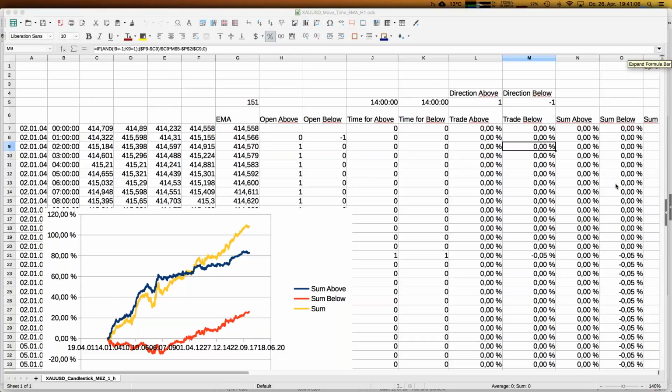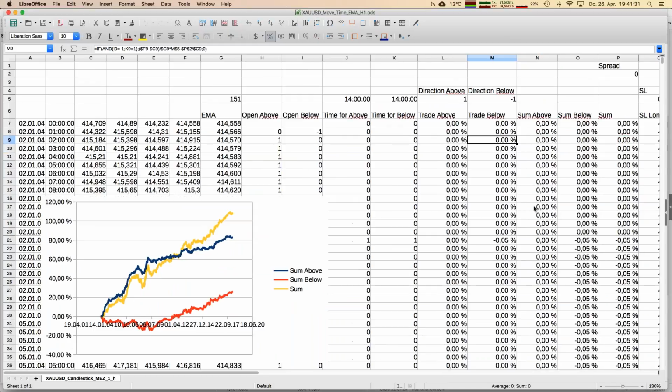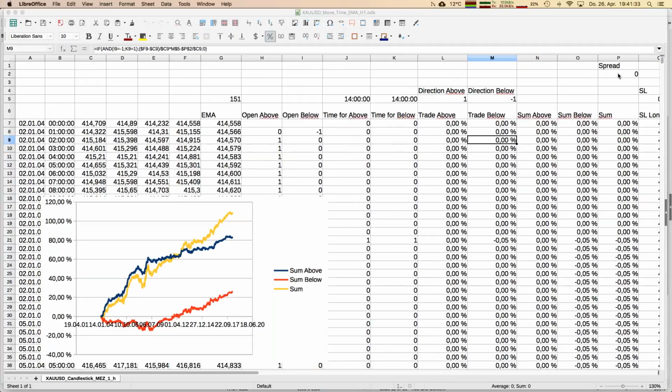And you might use the same Excel sheet for other underlyings, then you have to exchange the data. And you might use it for other EMA values. You can try on your own if you like. You can go for other EMA values, or you can go for other times and other directions. But now, as I mentioned, that's only the statistical edge. Now let's go for spread.